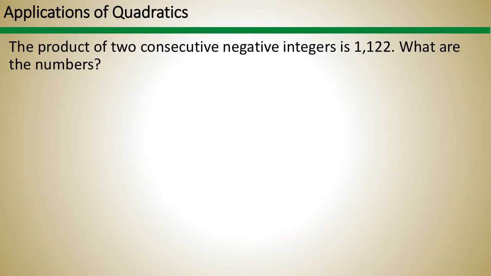Here's another problem that says the product of two consecutive numbers is 1,122. What are the numbers? Two consecutive numbers can be written by calling one of them X and the other X plus 1. That's how we write two consecutive numbers. We're told that if we multiply these numbers together, we get 1,122.